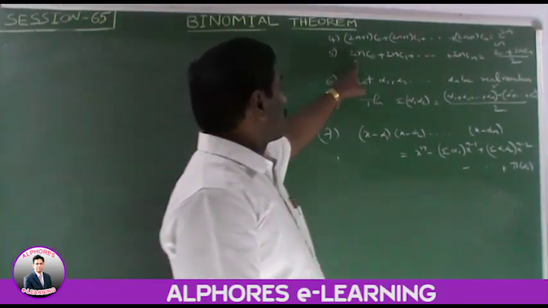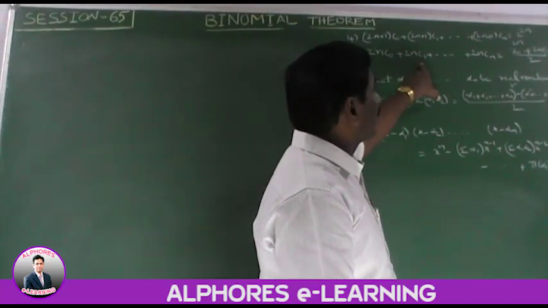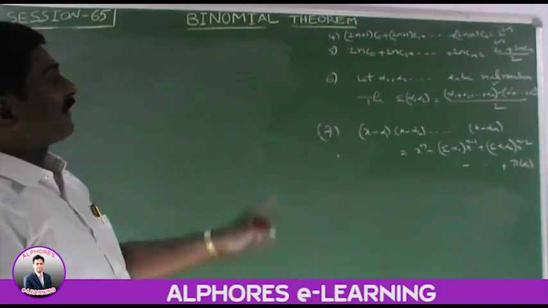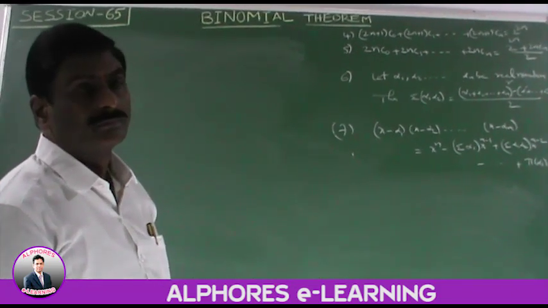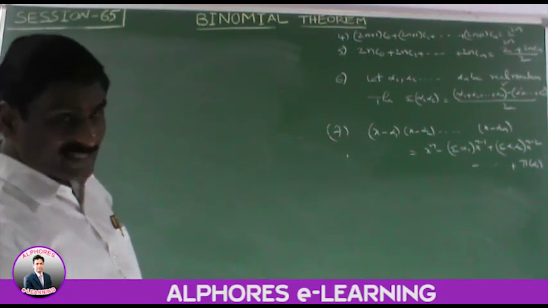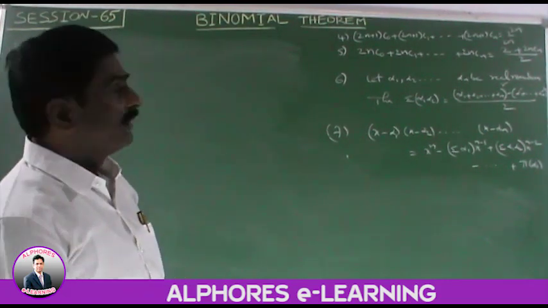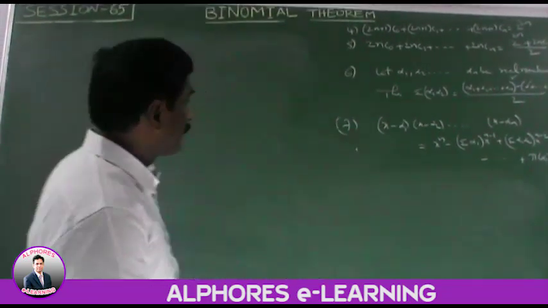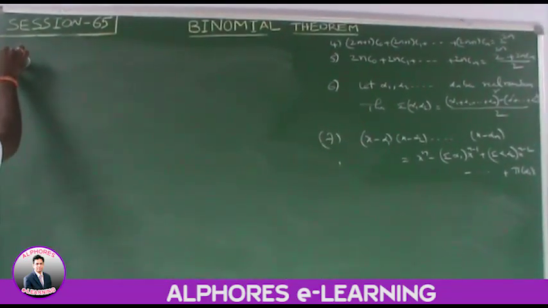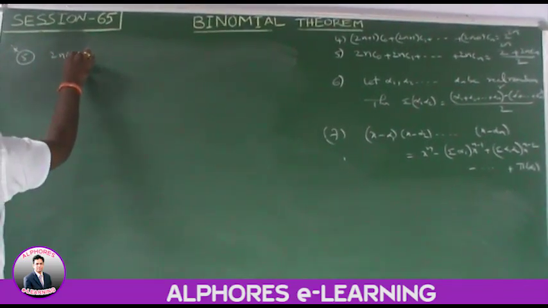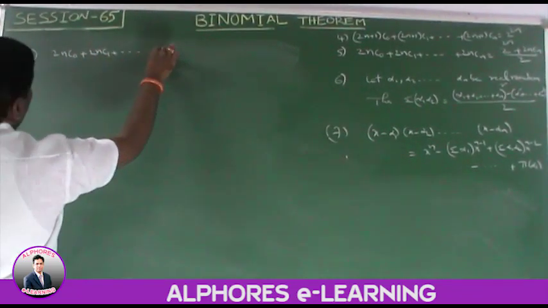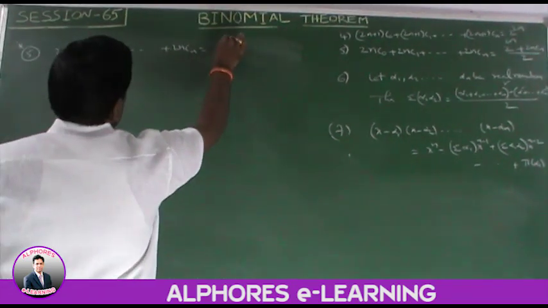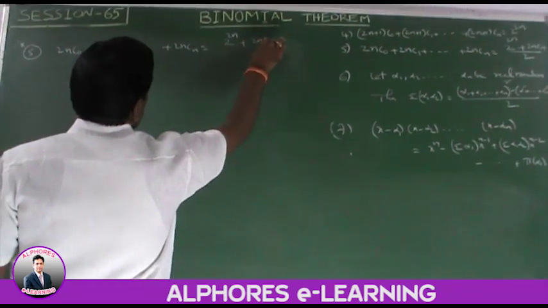2n plus 1 C0 plus 2n C0 plus 2n C1 plus so on 2n Cn is equal to 2 power 2n plus 2n Cn by 2. In the previous case, the index of the binomial is odd, 2n plus 1; here it is even. So the fifth one is also very, very important. Please note this value: 2n C0 plus 2n C1 plus so on 2n Cn is equal to 2 power 2n plus 2n Cn by 2.